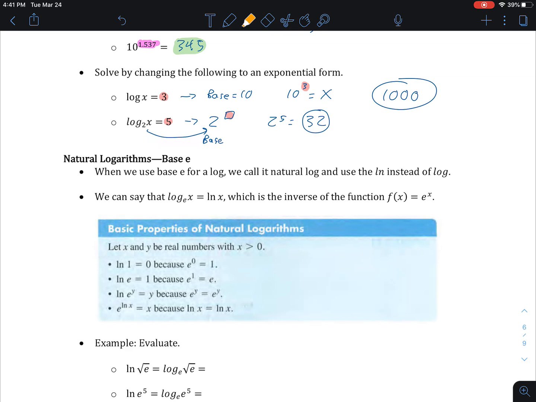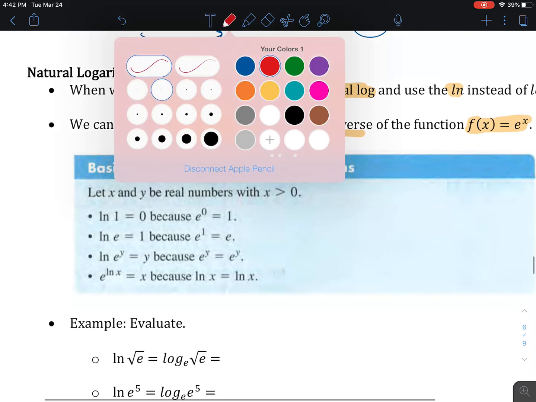Just like when we see log and we don't see anything written around it, we say that that's base 10. If the base is e, we call it the natural log and we use ln. So just like when we had log, no base, we said it was base 10. They didn't want to keep writing e, so they just said ln is natural log. So this is important. Log base e of x is equal to ln of x. And that's the inverse of e to the x, right? Which was the exponential function.